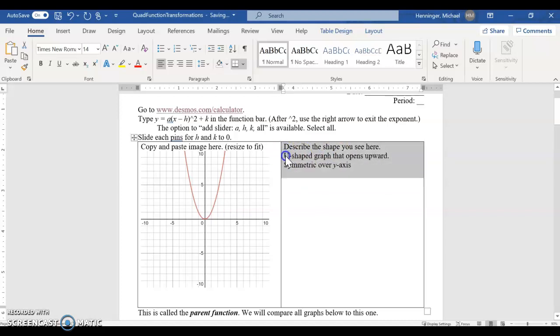Tell you what, let's move these all over and give them bullet points. Oop, we'll slide them back. There we go. Okay, it's symmetric over the y-axis.